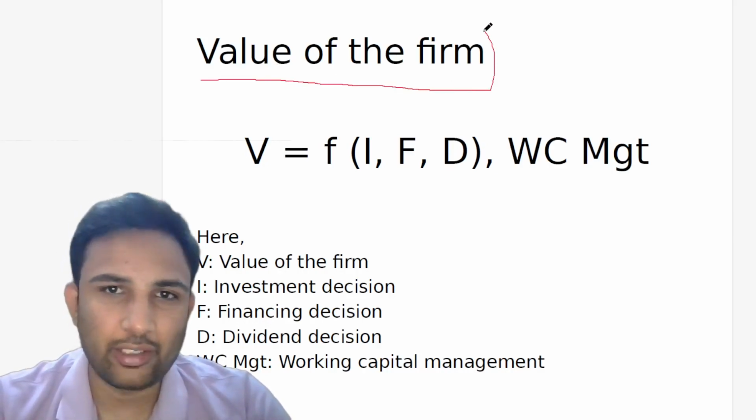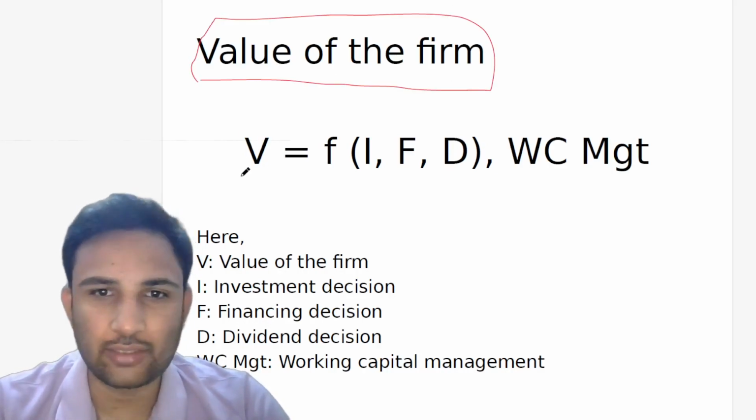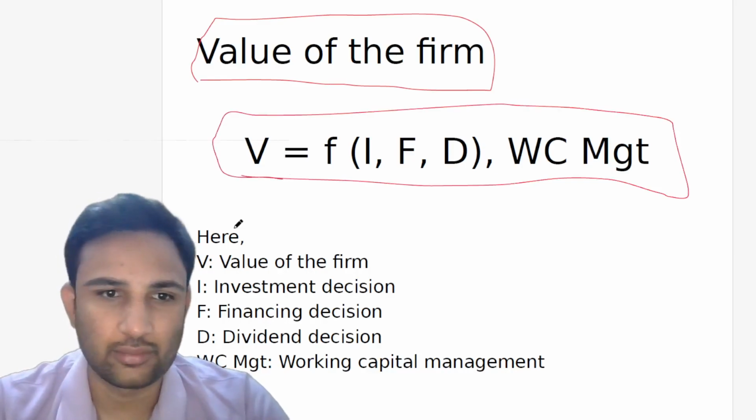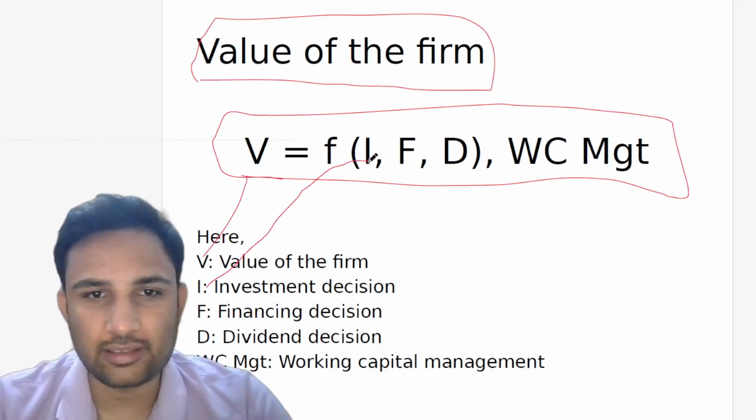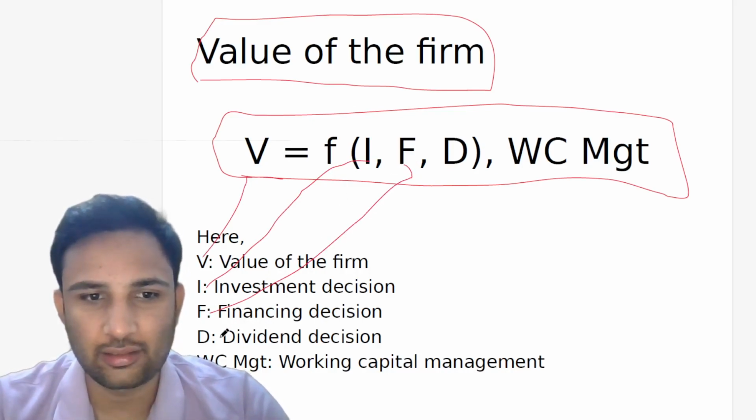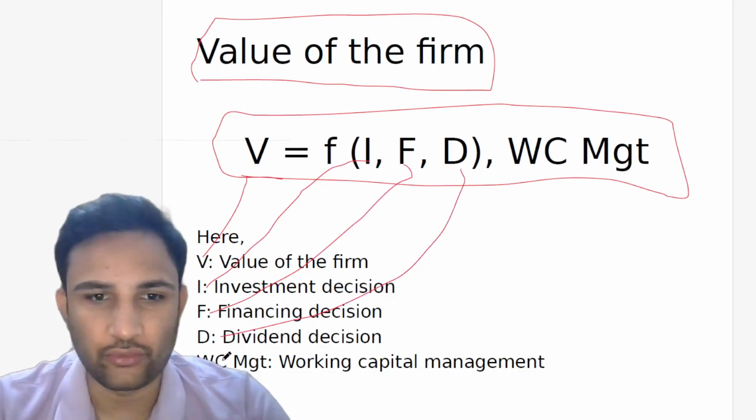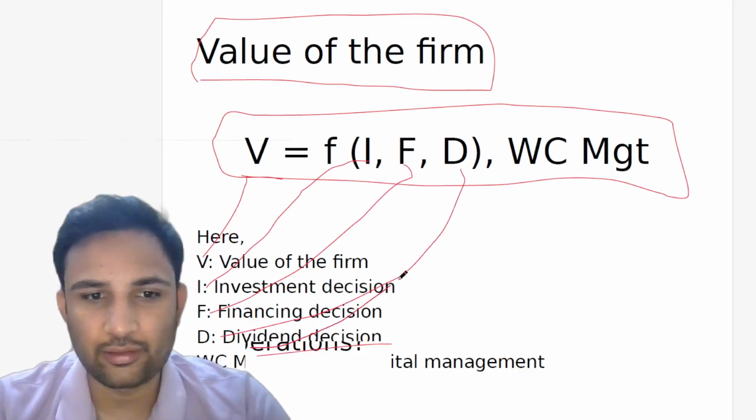So how to determine the value of a firm? So this is the formula to determine the value of the firm. So here V is the value of the firm, I is investment decision, F is financing decision, and D is dividend decision, and this is working capital management.